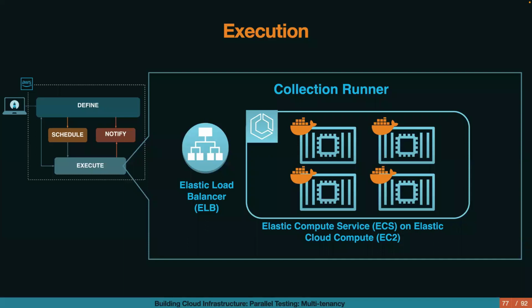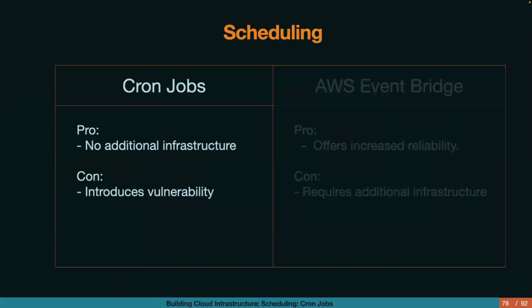Now that the collection runner was set up to execute multi-step tests in parallel, we moved to implementing scheduling, for which we considered two options. We looked at cron jobs and AWS EventBridge. The first option was to run cron jobs from a Node.js process. This approach would not require any additional infrastructure because the cron job logic could be co-located with the backend.